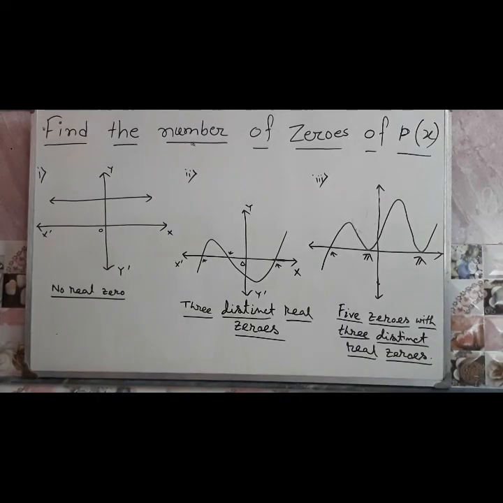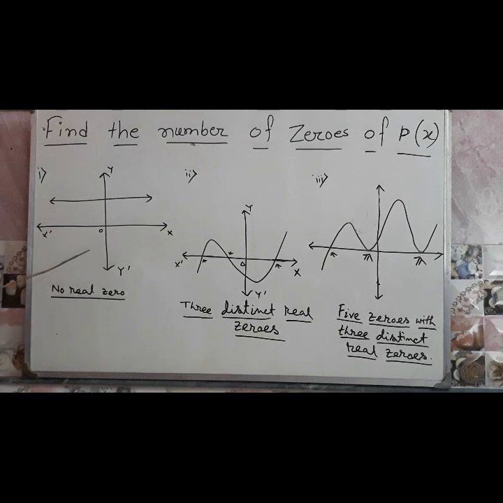Let us solve some problems from the chapter polynomial. Find the number of zeros of p of x, the polynomial of x. Three graphs are given. You see, in this first polynomial, the line is parallel to x axis. That means it has no real zero.